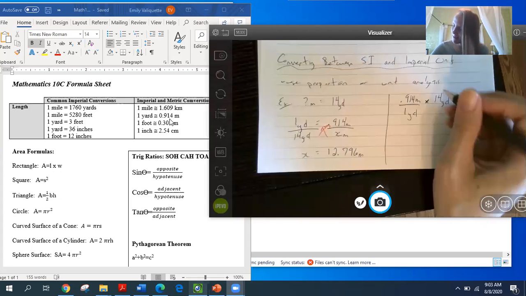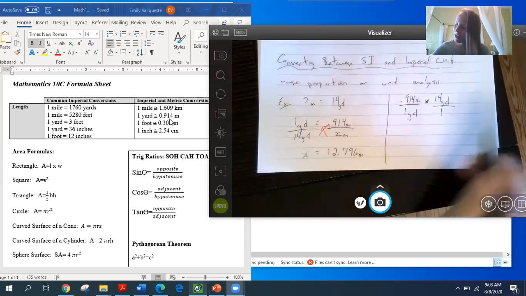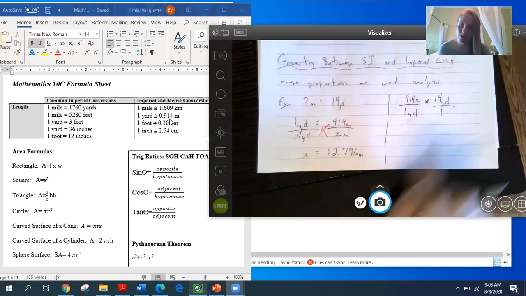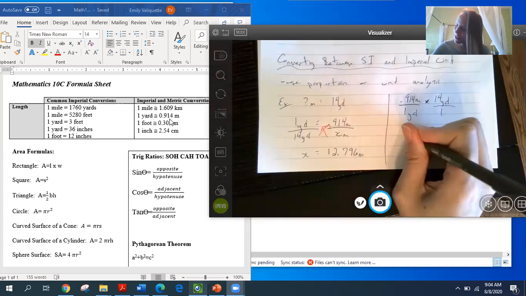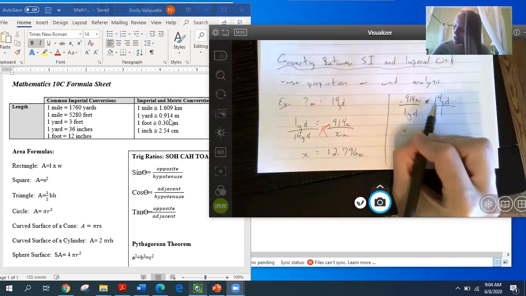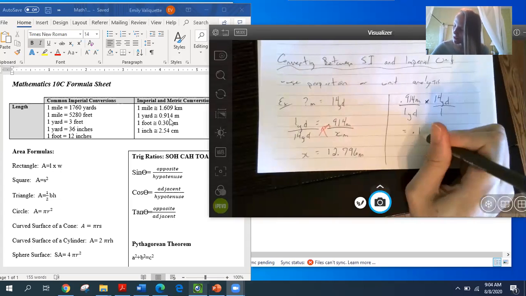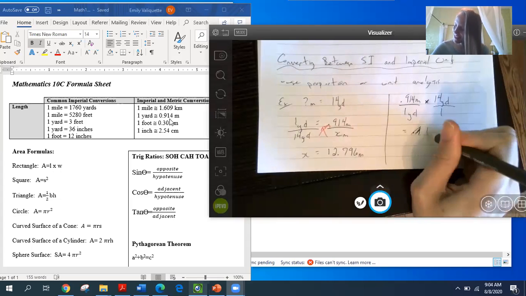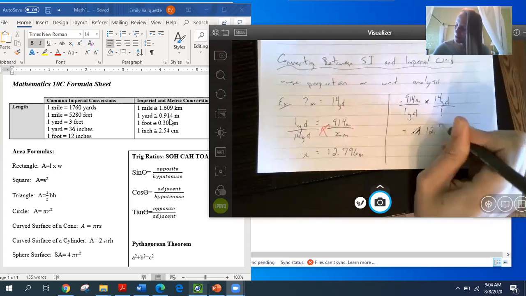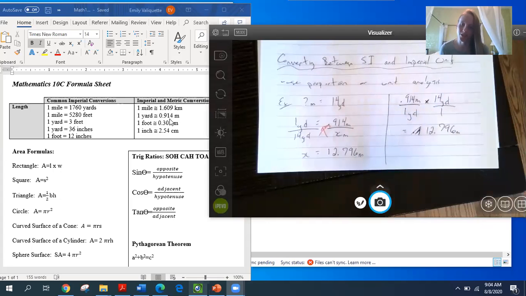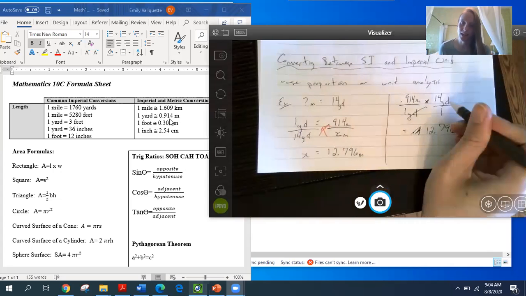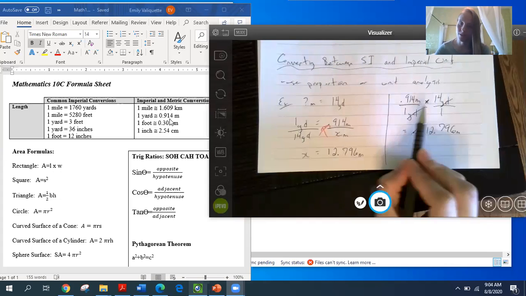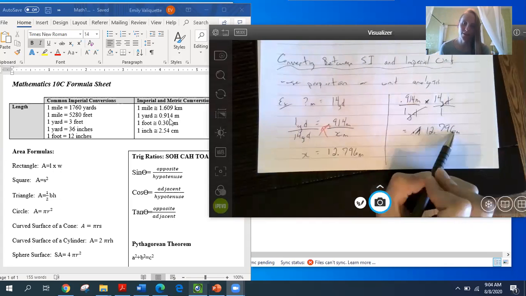And then when I do that, I multiply straight across the top and straight across the bottom. That gives me 0.914 times 14, which is, oopsies, 12.796 meters over 1, which is just 12.796 meters. And again, my yards cancel out, which is why I'm left with just meters as my final unit.